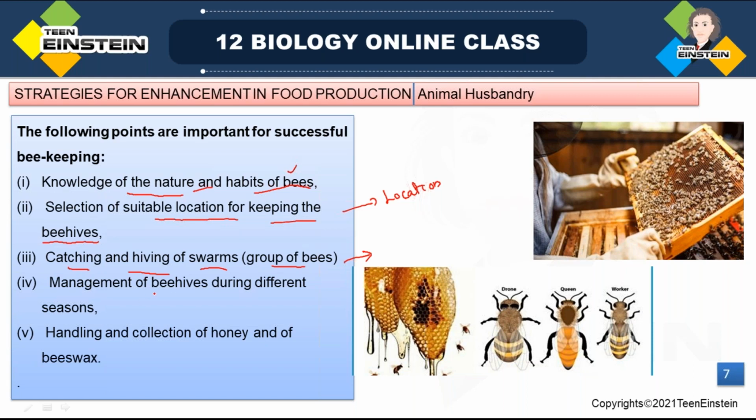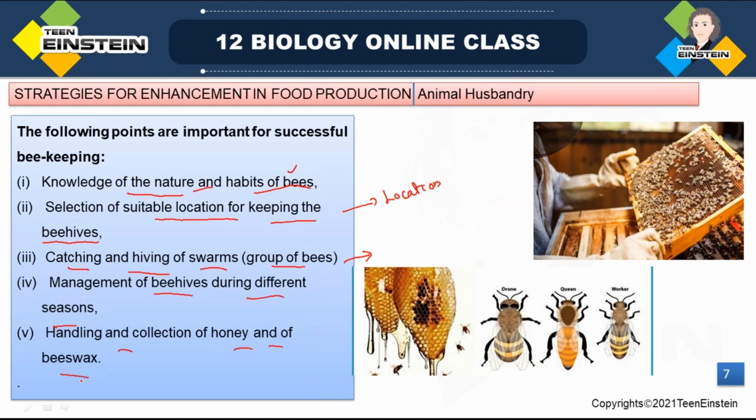Then management of the beehive during different seasons. During different seasons, how to manage the beehive, that is another point which we need to know. Then handling and collection of honey and beeswax. How to handle and collect the honey, and how to handle the beeswax also. These are the main things we need to learn.